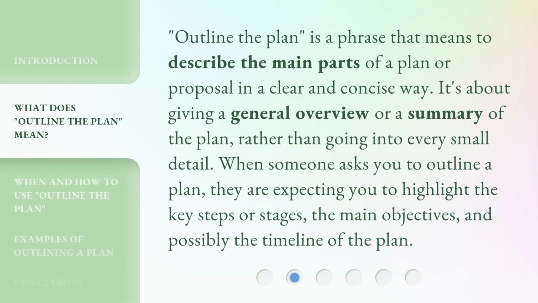Outline the plan is a phrase that means to describe the main parts of a plan or proposal in a clear and concise way. It's about giving a general overview or a summary of the plan, rather than going into every small detail. When someone asks you to outline a plan, they are expecting you to highlight the key steps or stages, the main objectives, and possibly the timeline of the plan.